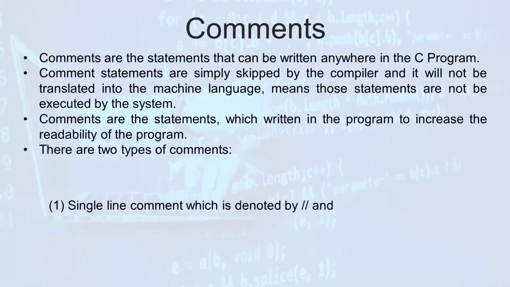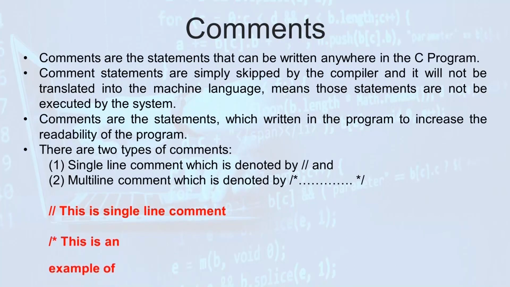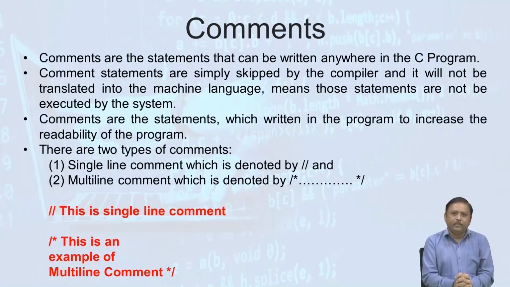Now before we understand the skeleton or structure of C program, we will learn about comments. Now what is comment? Technically, comment is that part of program which is never going to execute. So comments are statements that can be written anywhere in the program. You can write down comment anywhere in the program.